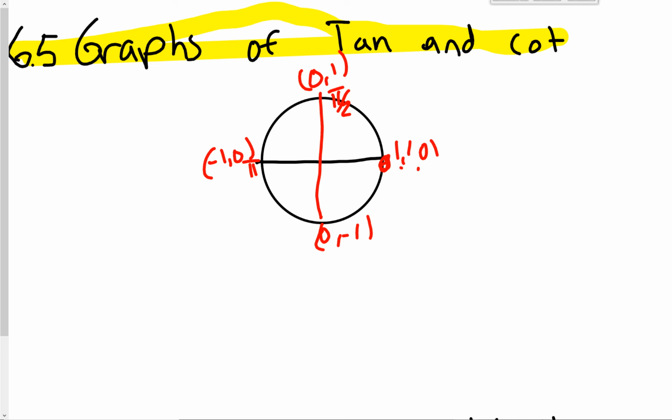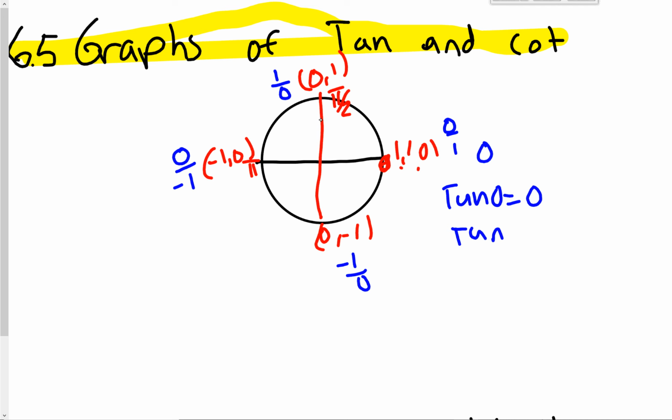Right, but when we look at tangent of these, well, tangent is y over x. Well, 0 over 1, that's 0, so tangent of 0 is 0. But tangent of pi halves, well, that is 1 over 0. I can't divide by 0, so that's undefined.